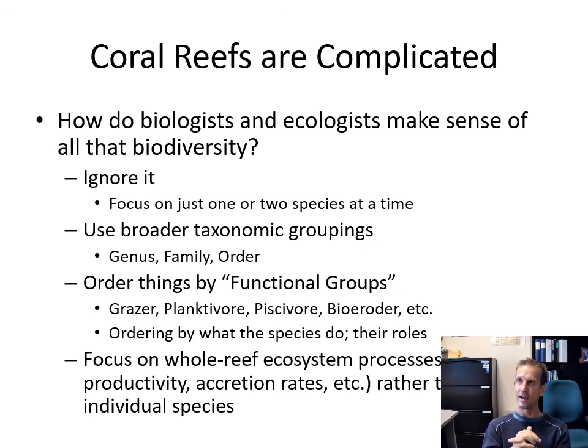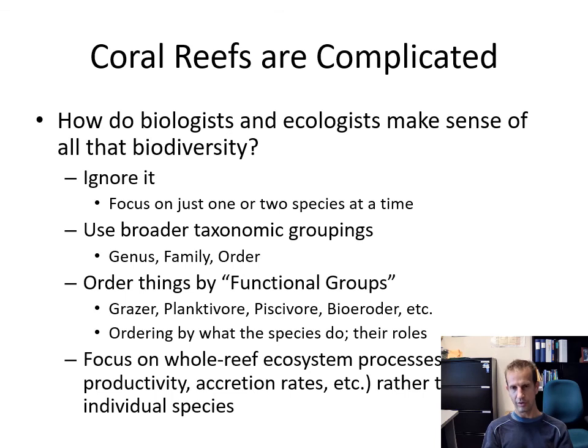So let's say we're not just studying every individual species of fish on the reef, but we're studying parrotfishes. So we're doing an overall count of parrotfishes or something like that. And using those broader taxonomic groupings, we can start to make sense. Like we're studying the stony corals, we're studying the parrotfishes, we're studying the boring sponges.